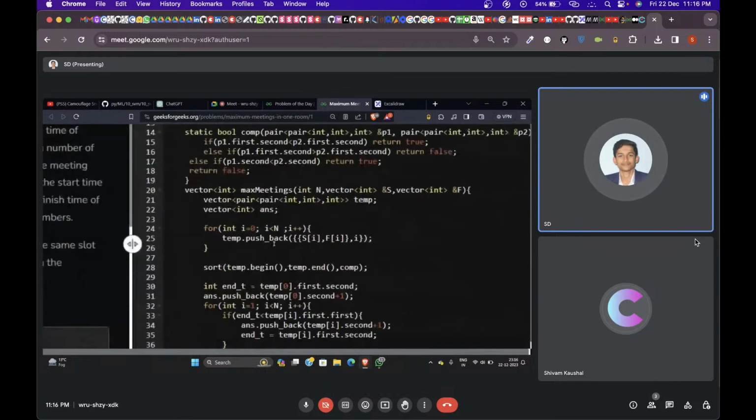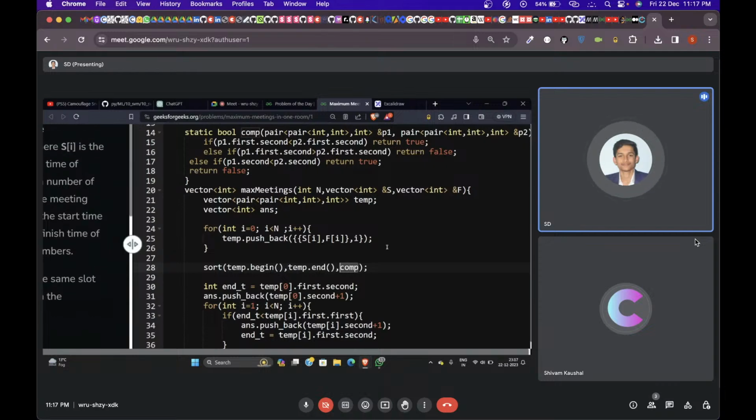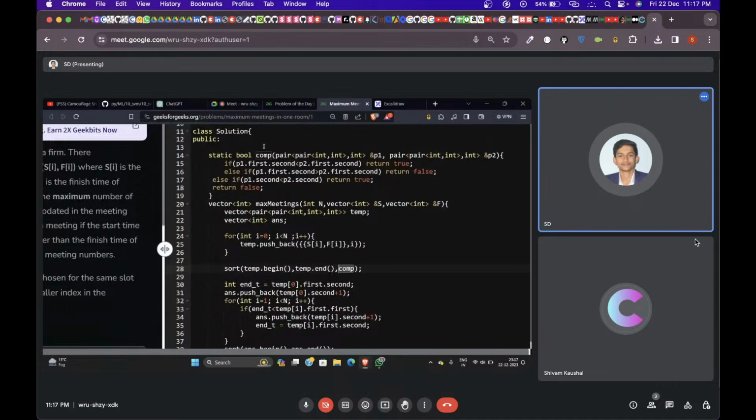First of all, we have put the elements in our vector pair. In the vector pair, we are entering the starting array, the finishing array, and the index in that array. Then we are going to sort this on the basis of a comparison function. Why I am using this additional element in my sort function is because it will be sorted on the basis of this comp function.